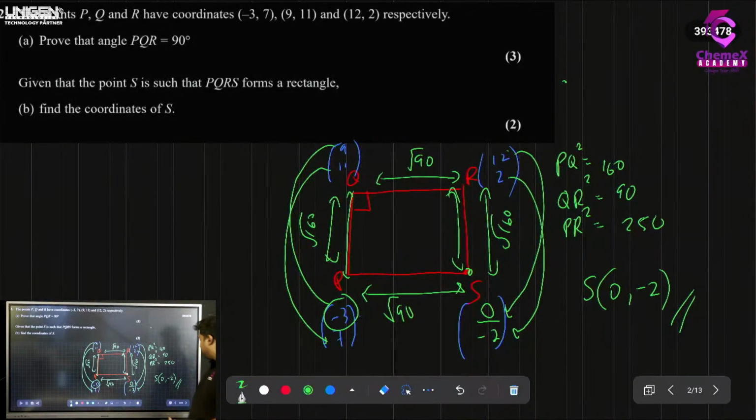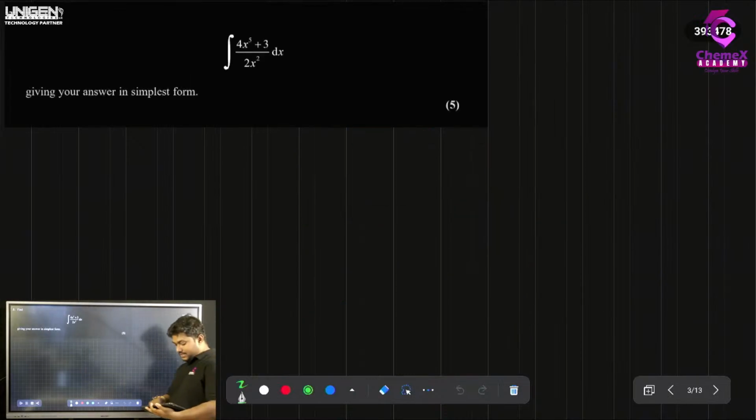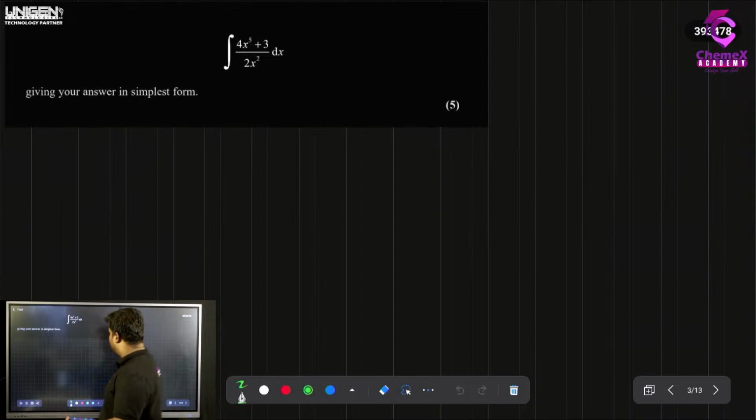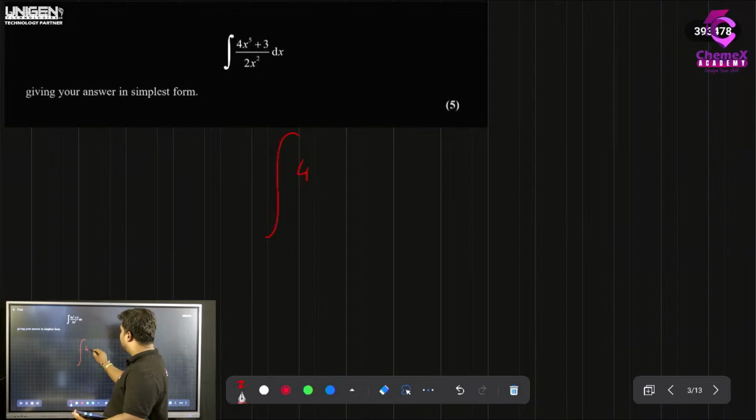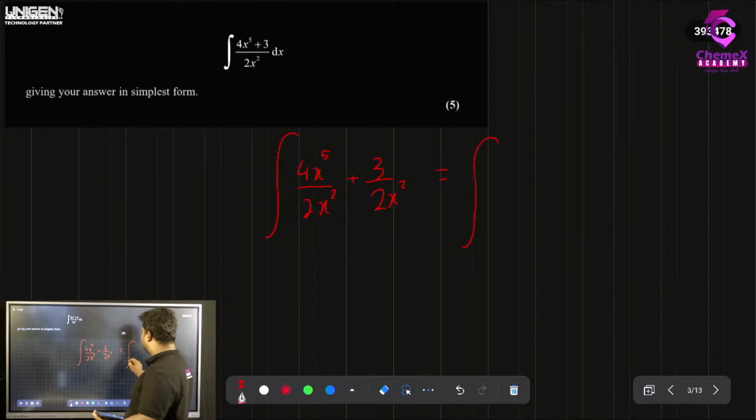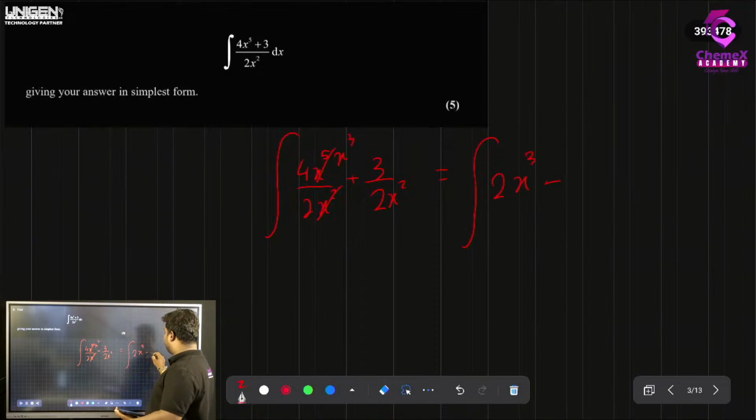Alright. So let's move on to the next. This is an integration question. So how do you do integration? Let's break it into two parts. When you simplify, this can again be written as 2x over 3... plus 3 over 2x minus 2. After this, you can integrate.